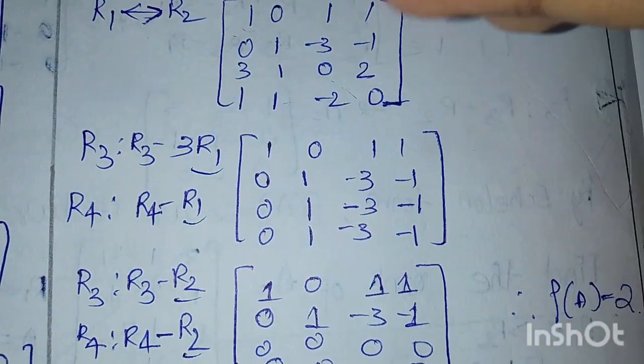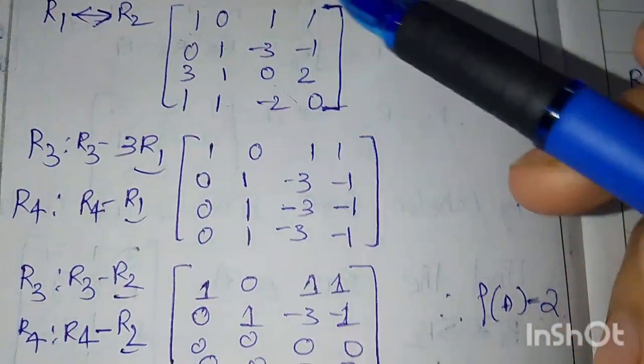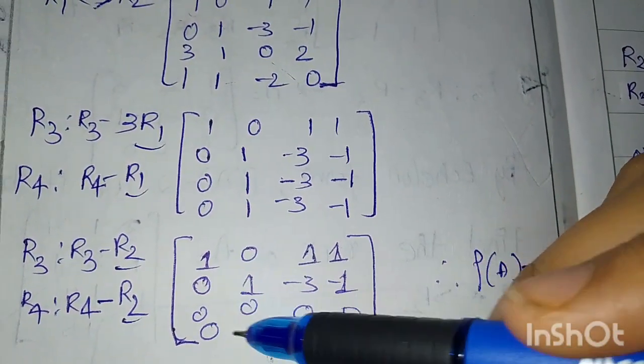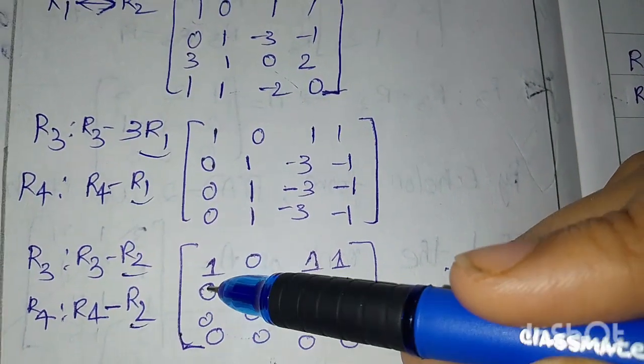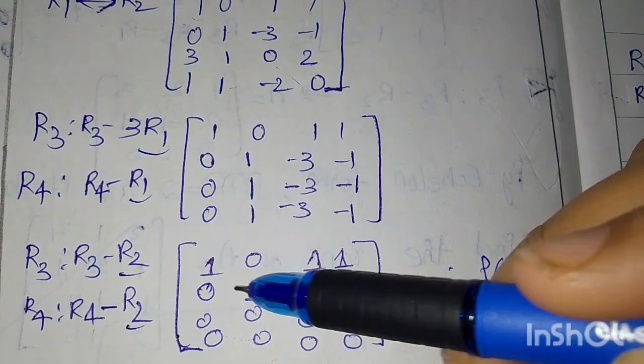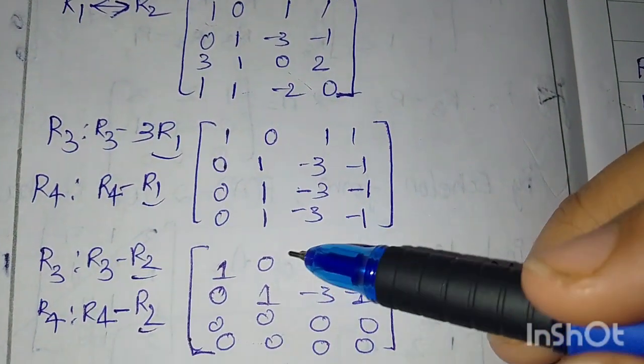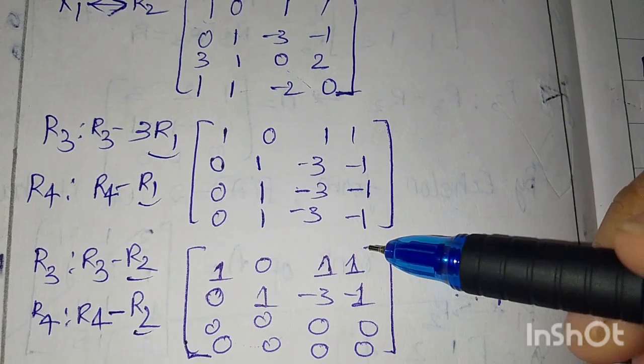So after that, this is in my Echelon form. See 0 0 0 0 0 0. So this is in Echelon form. So now rank is number of non-zero rows. So number of non-zero rows is 2. Therefore rank is 2. This is through Echelon form.